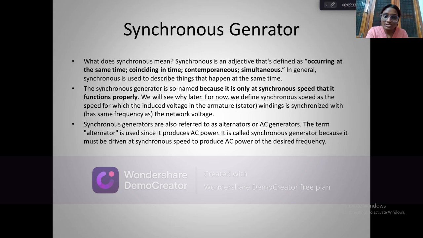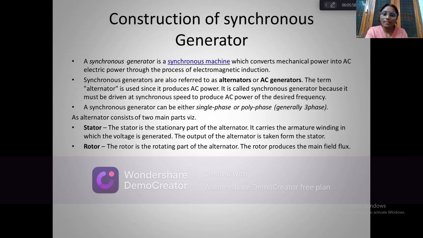A synchronous generator is also referred to as an alternator or AC generator. The term alternator is used since it produces AC power. It is called a synchronous generator because it must be driven at synchronous speed to produce AC power of the desired frequency. So here we have another two names for the synchronous generator: one is alternator and the other is AC generator.